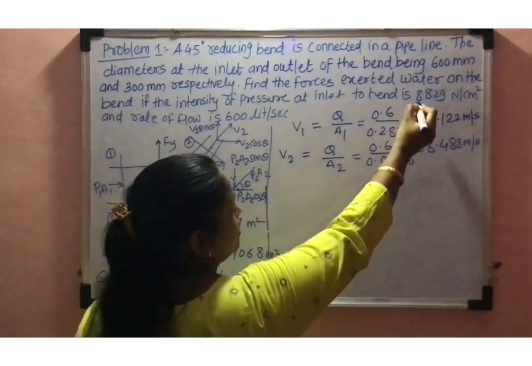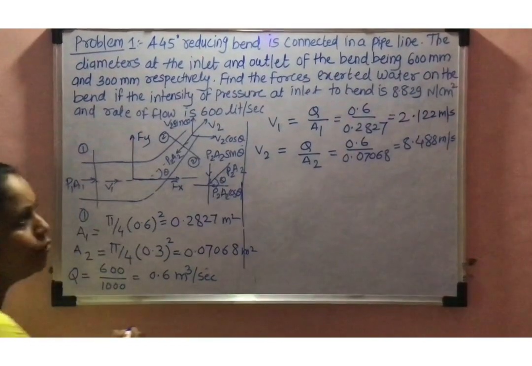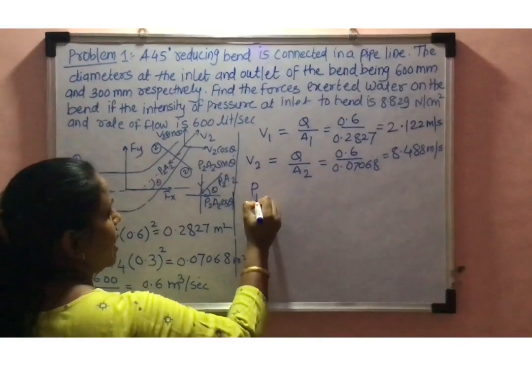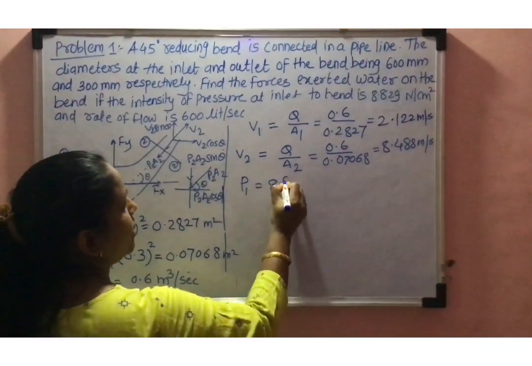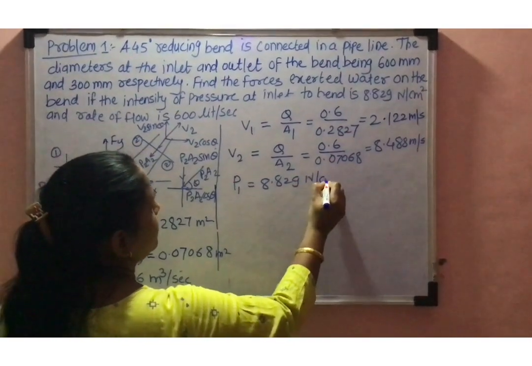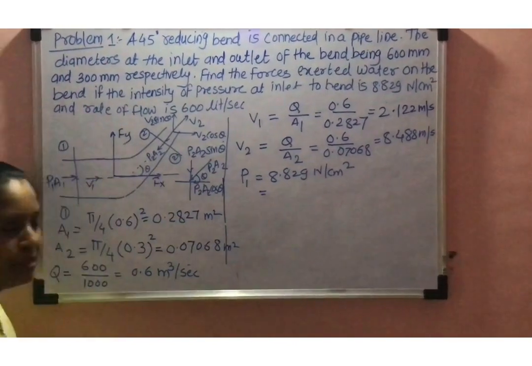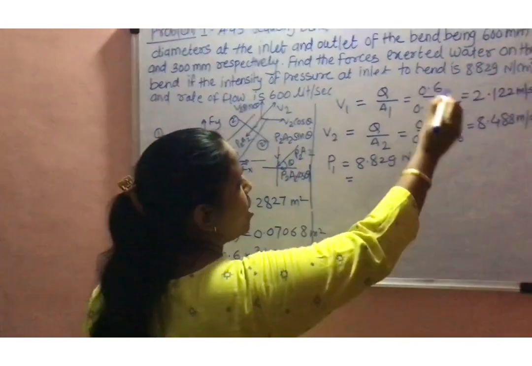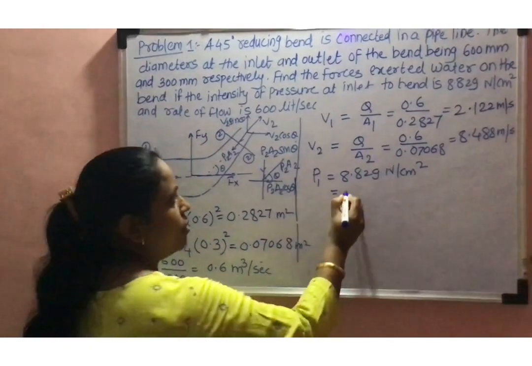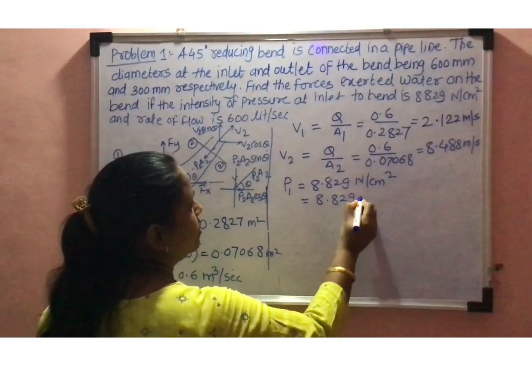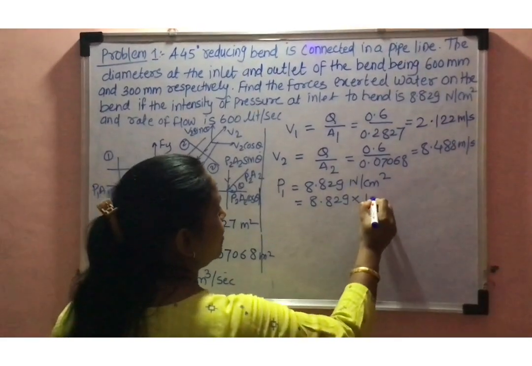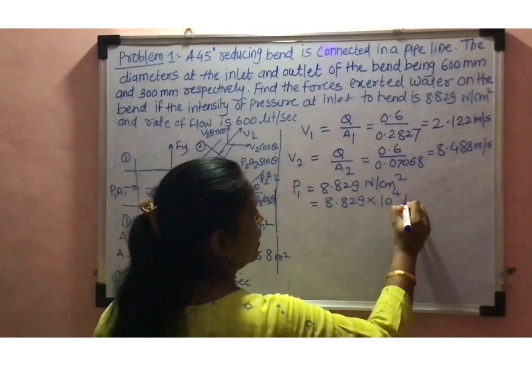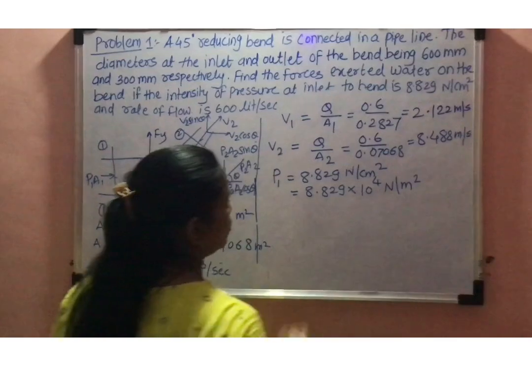Then next step is, here pressure at the inlet is already known to us. That pressure P1 is equal to 8.829 Newton per centimeter square. But this Newton per centimeter square you have to bring in the same unit, that is in meter. For that I am going to convert this into Newton per meter square. For the conversion you have to multiply with 10 raised to 4, then it comes Newton per meter square.